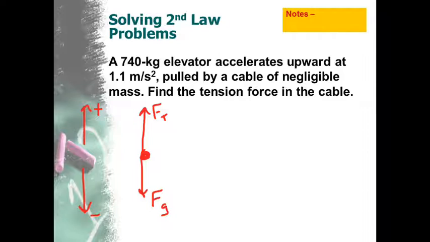All right, so now I'm going to write out F net, and let's include our vector on top, equals mass times the acceleration vector. Now it says that the acceleration is happening upward at 1.1 meters per second squared. So let me move this a little bit over so that I can include an acceleration vector right here. So I'm going to write F net equals mass times acceleration.